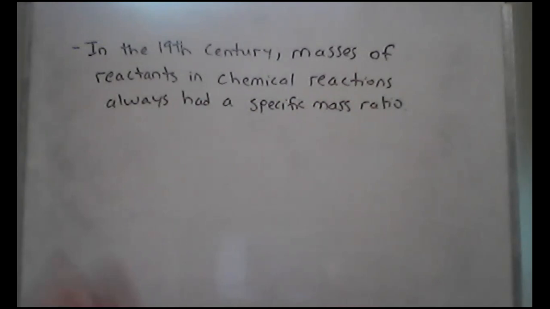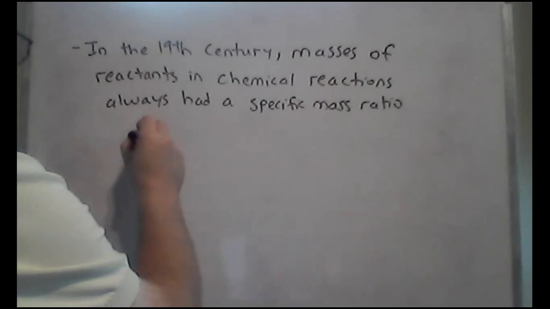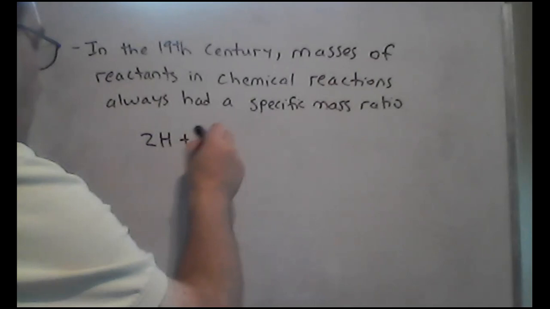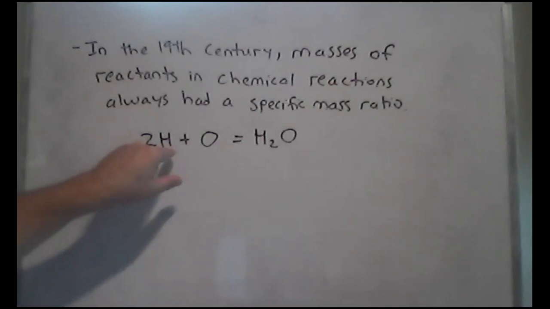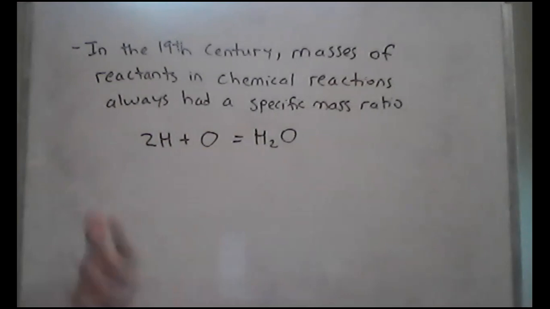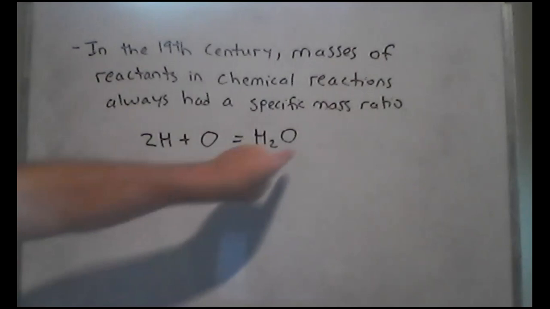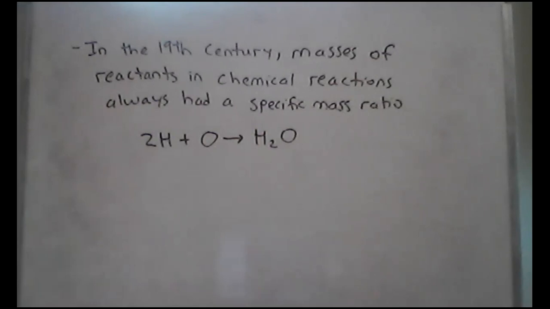For simplicity, if I took so much hydrogen and combined it with so much oxygen, I'm going to get so much water. So again, the mass ratios. If I have a certain mass of hydrogen and so much oxygen, I will always get so much water. These are the reactants, and the products are on the right side.